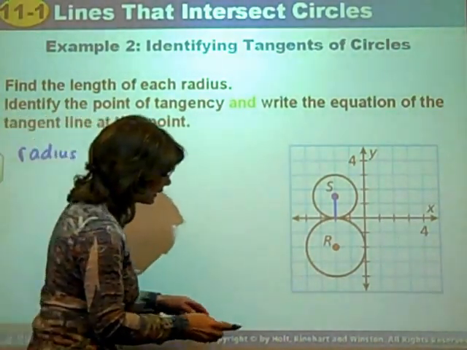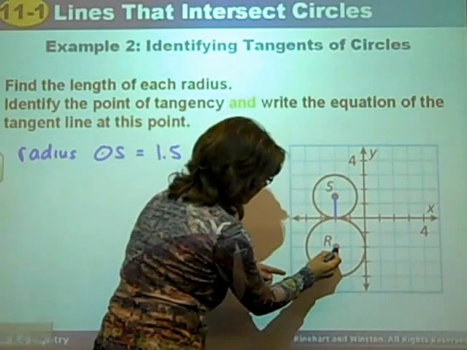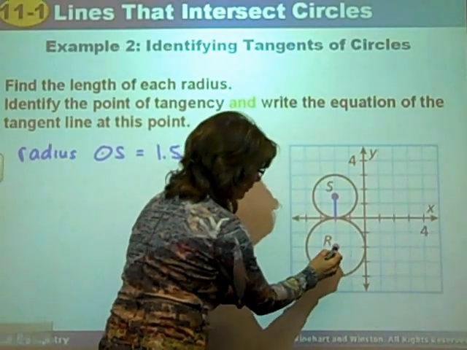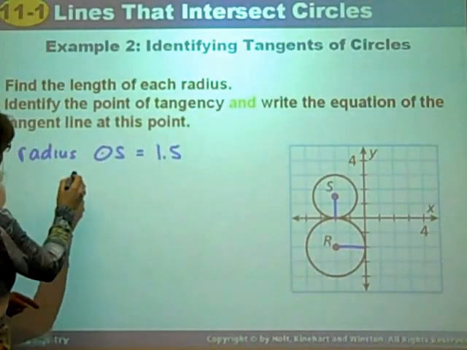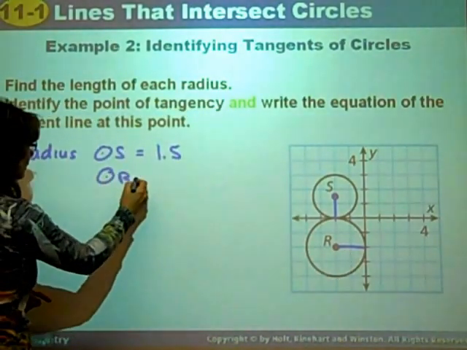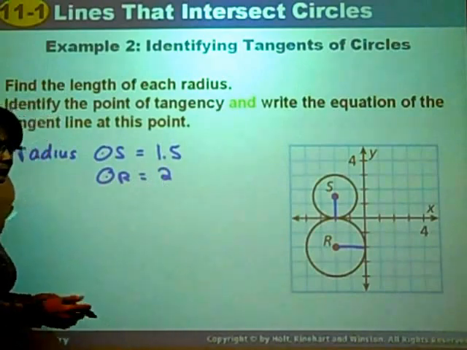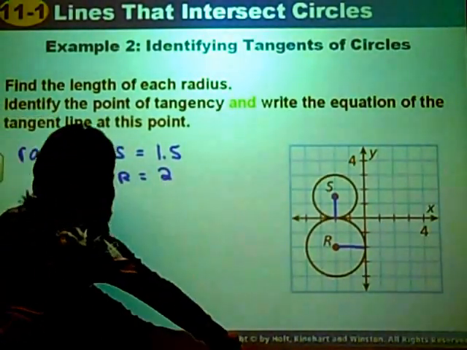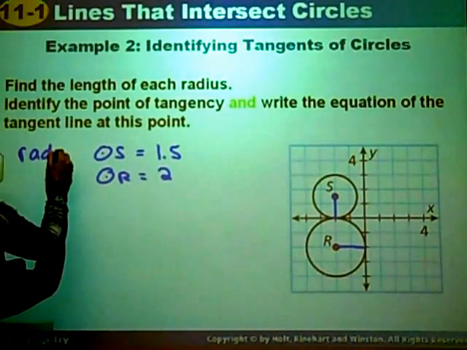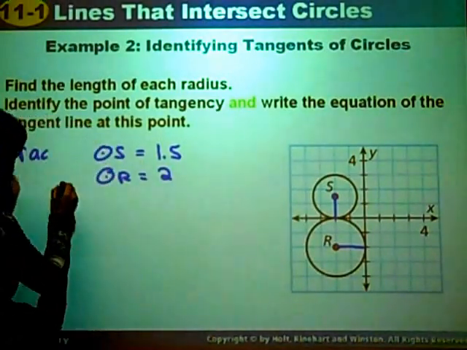Then if I want to find R, you can go up or over, but I would see that's 2 units long. So I'd say the radius of circle R equals 2. That's my radius. Actually, I should probably say radii because I just put 2 in there. Oops.